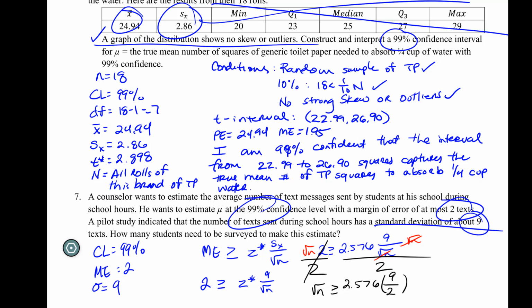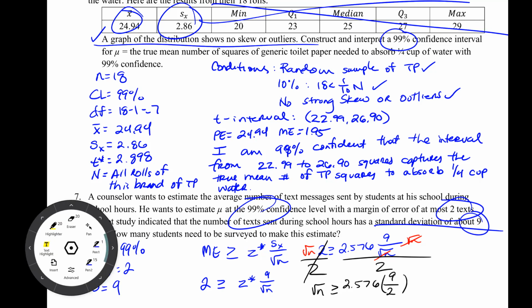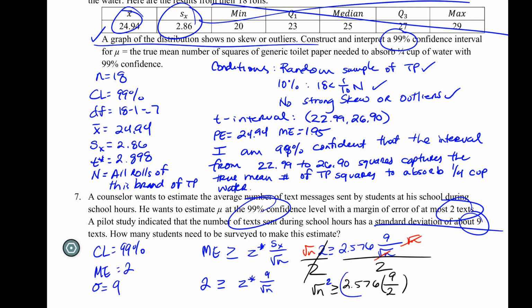And now all we have to do is get rid of that square root. Well, how do we get rid of a square root? We square both sides, square the entire thing here, square root gone, and I'm left with n must be greater than or equal to 2.576 times 9 over 2, and that whole quantity is squared. Punch that into your calculator, and we should end up with a sample size that must be greater than 134.374, and we know that we should be rounding up in this case. The n must be greater than or equal to 135. That's how many individuals we must be sampling.